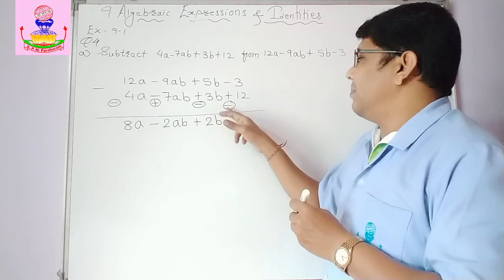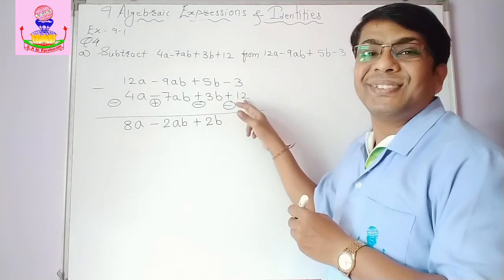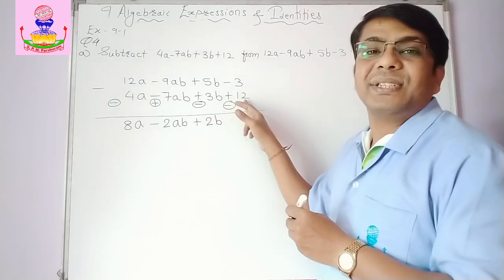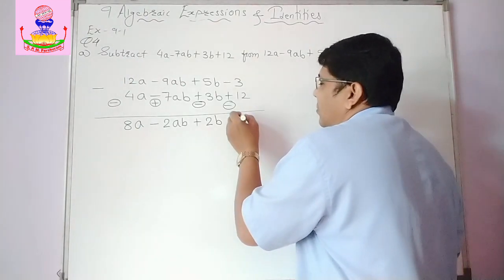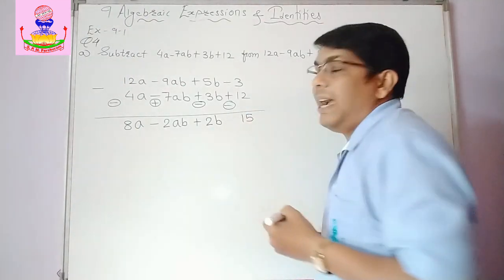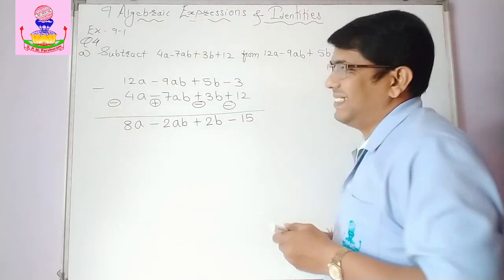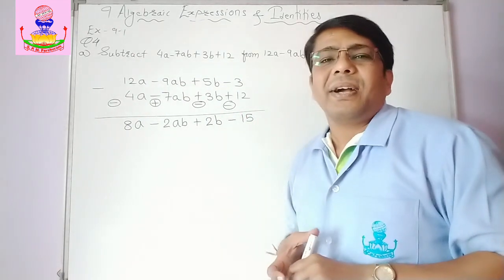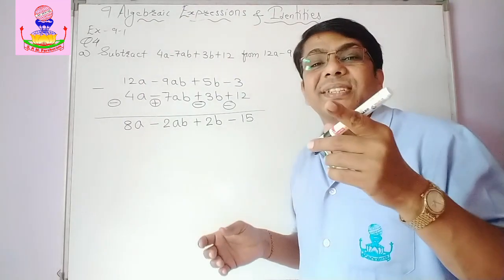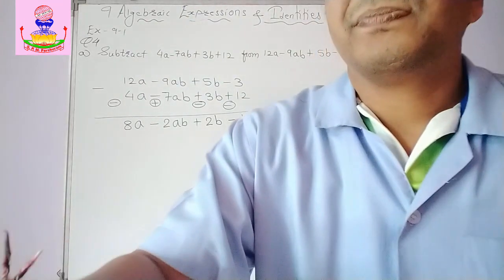Okay. Now, minus 3 minus 12. So, similarity in the sign, go for addition. So 12 plus 3, 15, and give the same sign. So minus sign. Do you get it? I hope you have understood. Let's move to the third example.